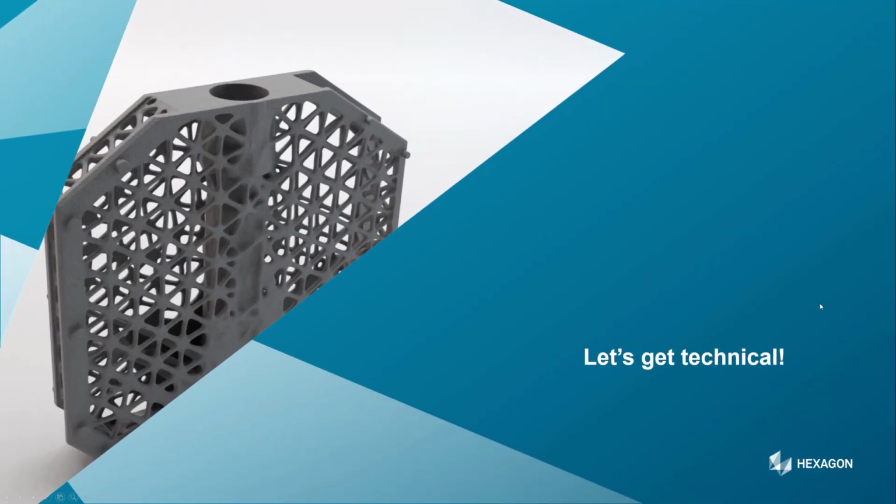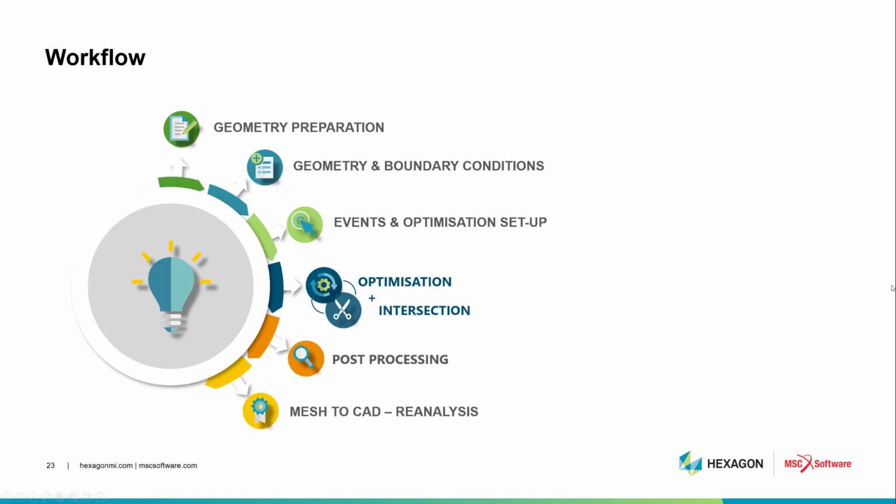So let's get technical. I would like to start with a first glance at the workflow of MSC Apex Generative Design. We are starting with the geometry preparation. This can be done directly in MSC Apex Generative Design, or an already created CAD file can be imported. Followed by this comes the geometry and boundary conditions preparation. So we are defining our boundary conditions and afterwards set them up in events and add the optimization parameters. This is everything for the model generation, and we can directly start the optimization.